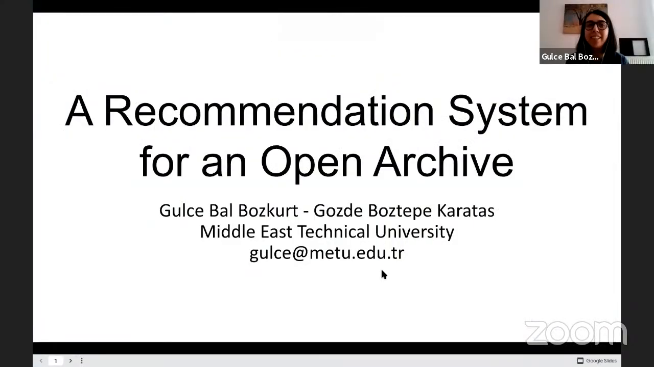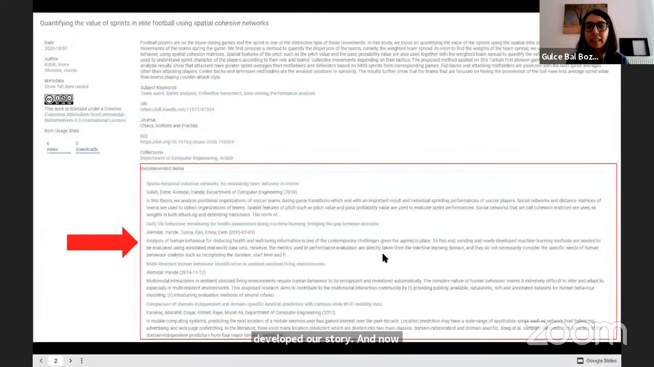Hello everyone, my name is Gülce. I'm going to talk about our recommender system, which we developed for our repository. We developed a system that recommends articles, theses, projects, whatever, in the repository according to the item that the user is currently viewing. You can see the recommendations in the red rectangle. These recommendations are generated by using the features of this item.